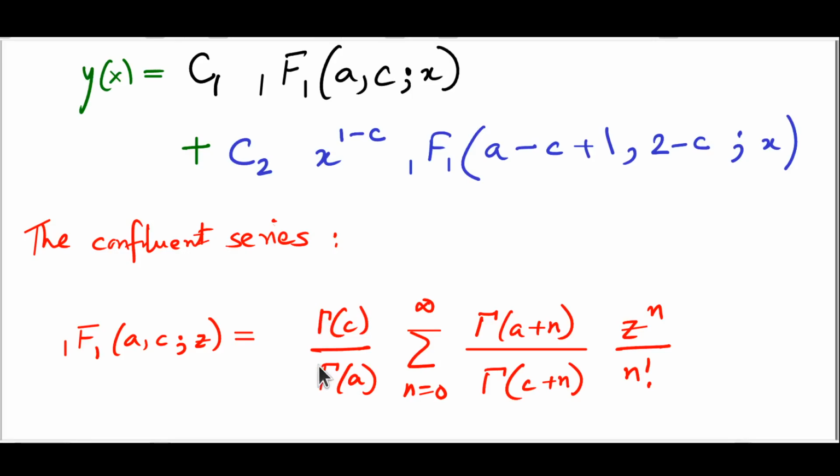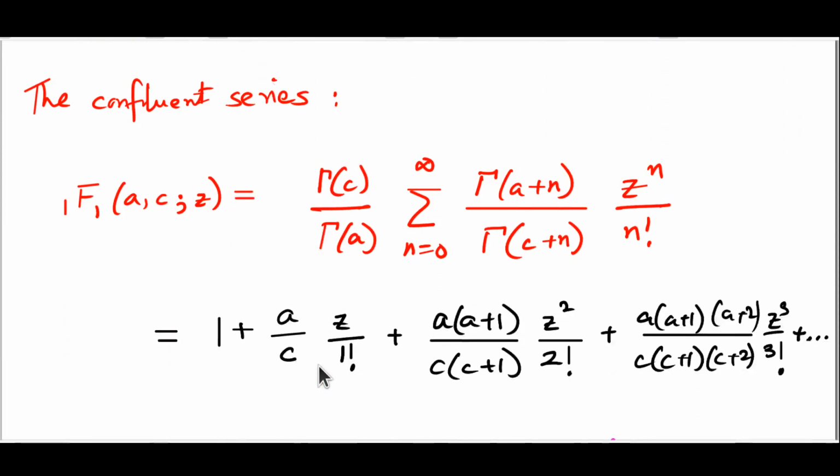Now, the presence of these many gamma functions might make this look a bit unfamiliar and complicated. However, if you remember that gammas have this very nice property that n gamma n is gamma n plus 1, then the terms in the series really become very, very simple. If I were to write this out in full, this would look somewhat like this. For n equals 0, of course, you have gamma a by gamma c here, cancelling the gamma c by gamma a here. And z to the 0 by 0 factorial is, of course, 1. So you have 1 to begin with. The leading term here is 1.